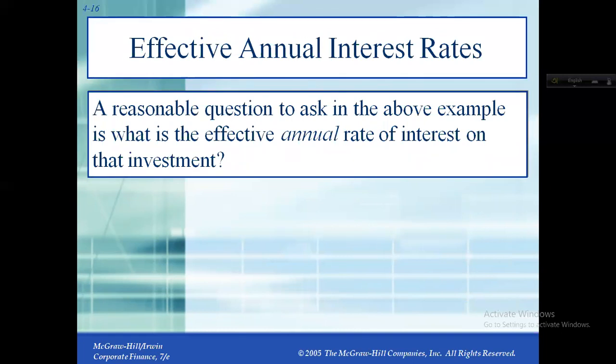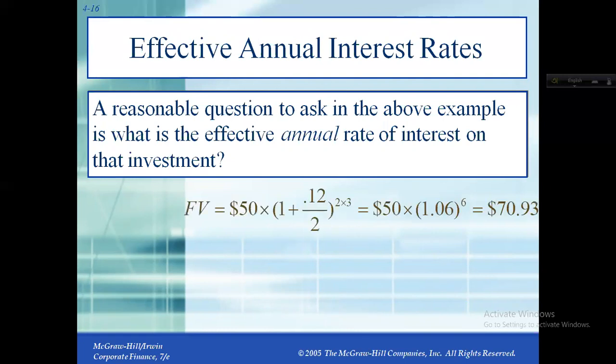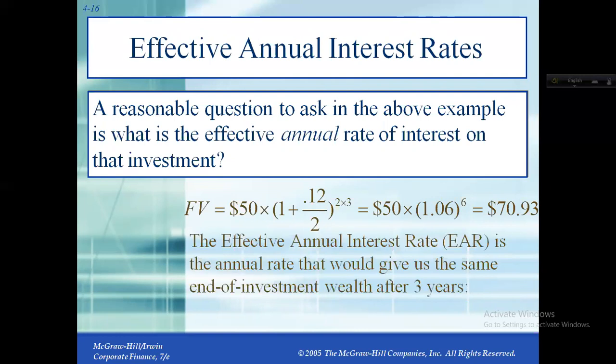Now we are using the effective annual interest rate. Why are we using it? Because the effective annual interest rate considers all types of compounding, so its value is greater than the stated annual interest rate. The effective annual interest rate is the annual rate that gives us the same wealth at the end of the year as after 3 years.